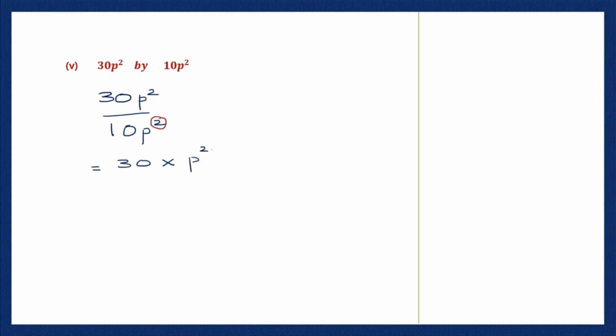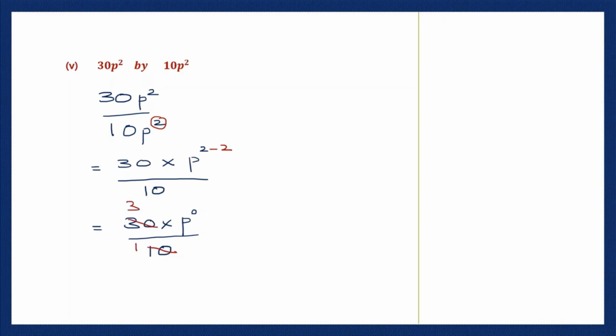So 2 minus 2. That means in the denominator I have only the number 10, because p to the power of 2, I've already taken it up. So now I have 30 into p to the power of 2 minus 2, which is p to the power of 0. And down I have 10. Let me cancel 10 and 30. 10 threes are 30. 10 ones are 10.